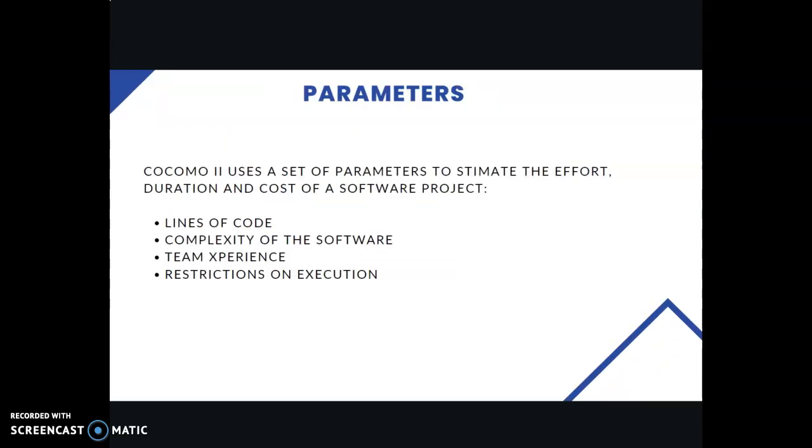Parameters. COCOMO 2 uses a set of parameters to estimate the effort, duration, and cost of a software project: lines of code, complexity of the software, team experience, and restrictions of the execution.